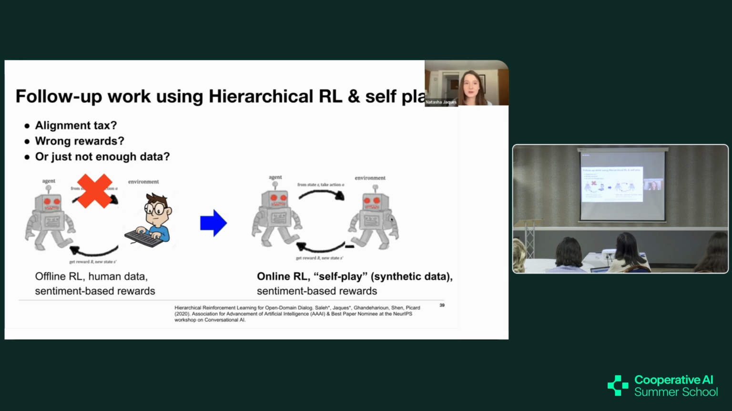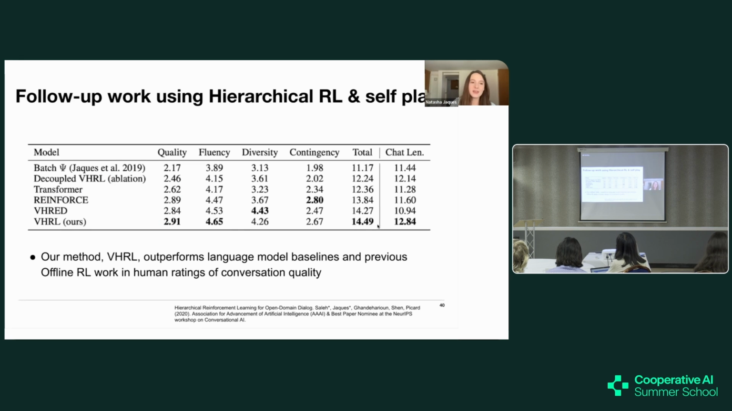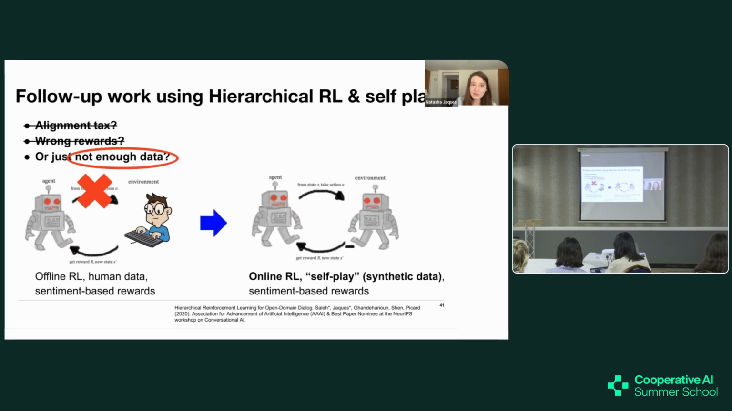So how well does this work? Turns out well. In this case, our model actually does achieve better human ratings of quality than the language model baselines, as well as the other RL baselines, as well as our previous work. So I don't think it's the case that the rewards were necessarily so bad, although I think you could definitely iterate on them. I think in this work, it was the case that it's difficult to get enough data to do RLHF, which we will see later as well.